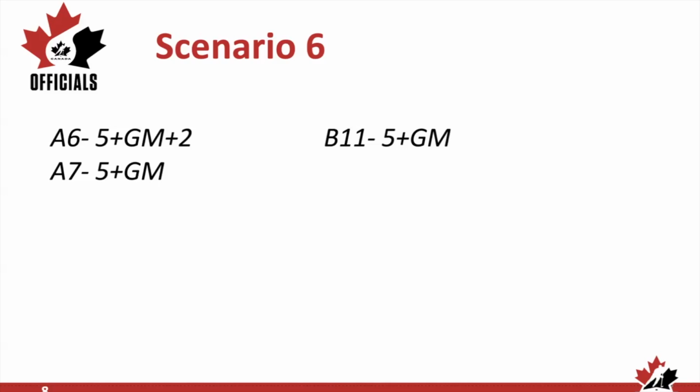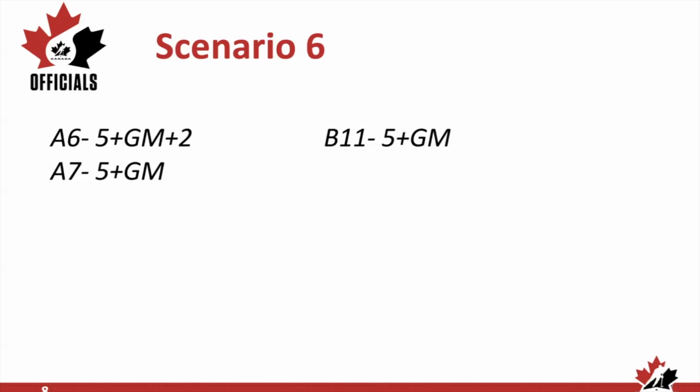We want to cancel in a way to make a team only one player short, which we can do here as well. We want to avoid taking an extra player off the ice. And then last but not least is order of occurrence. So the real question is, who do we take to match with that B11 5 in a game? Is it the A6 5 in a game, or is it the A7 5 in a game?